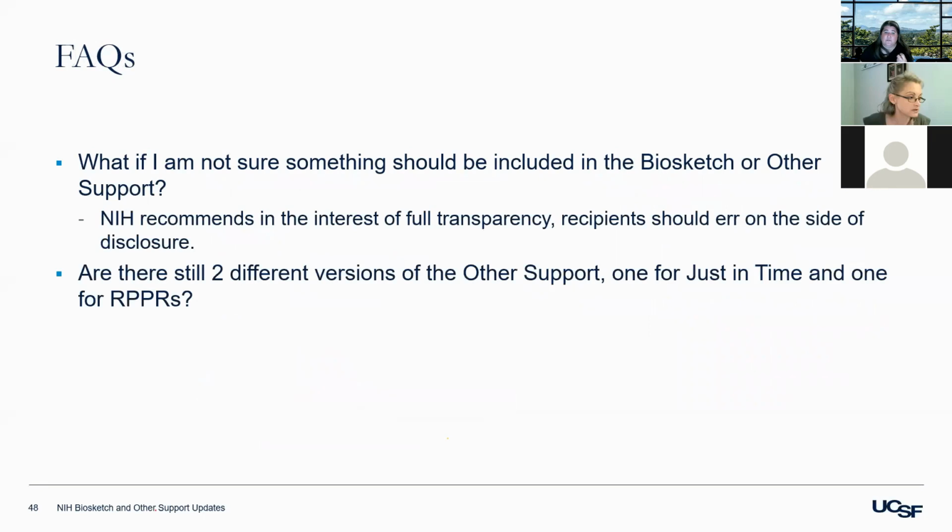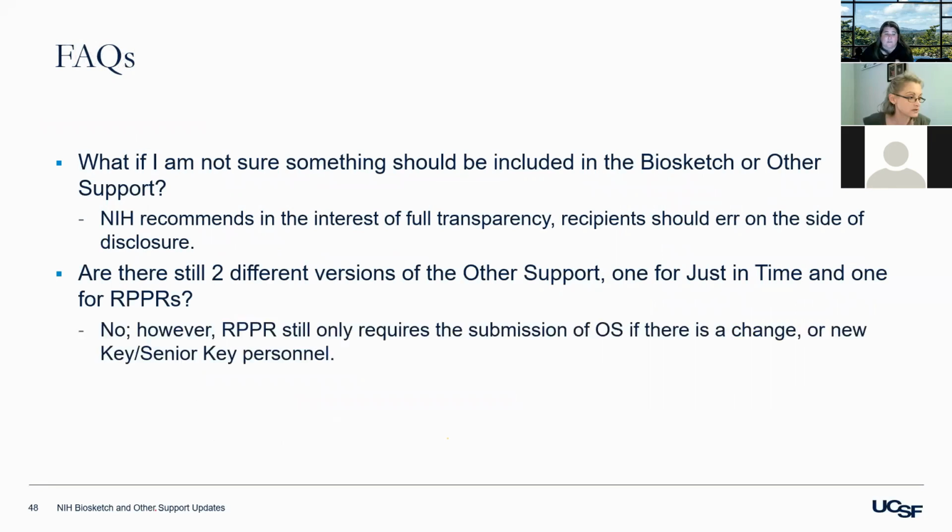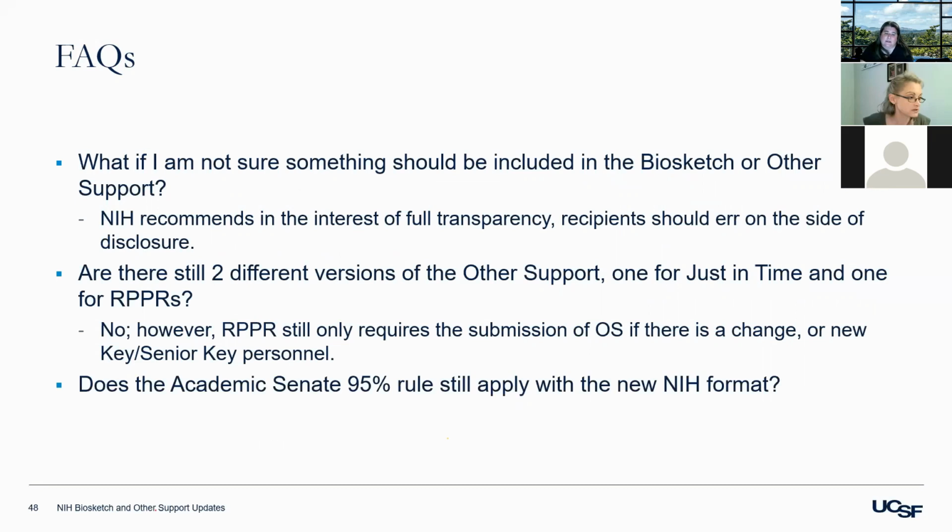Are there still two different versions of Other Support? I think I've mentioned this already. We used to have one for Just in Time and one for RPPR. That has gone away. However, they did emphasize in the FAQs that the RPPR still only requires submission of Other Support if there's been a change since the last year, or if there are any new senior key personnel added. So that part has not changed, but you do need to use the new format if you are having to submit Other Support. And does the Academic Senate 95% rule still apply with the new NIH format? This is an internal UCSF guideline, and yes, that still applies.